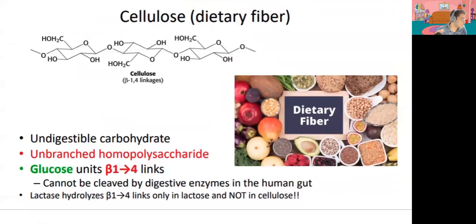Cellulose, unbranched homopolysaccharides. Okay, glucose is making up the backbone, right? It's dietary fiber. It's beta 1,4 linkage. It cannot be cleaved by us. This is why we give them plenty of water, because it's osmotically active. Lactase only hydrolyzes beta 1,4 linkages that are found in lactose, not in cellulose, okay? So don't get tripped up thinking that if I memorize beta 1,4, I'll be okay for the exam. Remember, lactose is glucose and galactose, okay?